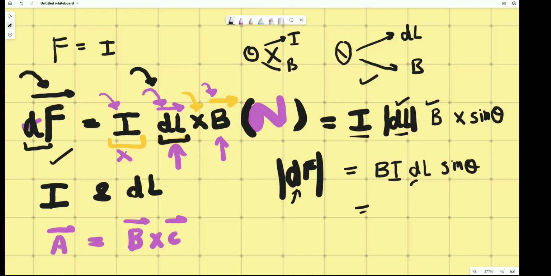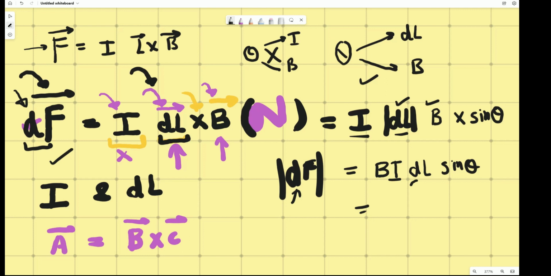I L cross B. Even this is right. If you don't want to write the small length, write this also. But since I'm explaining, I have written the very traditional form. You will get marks for both. You just need to write this is the complete force or the force.